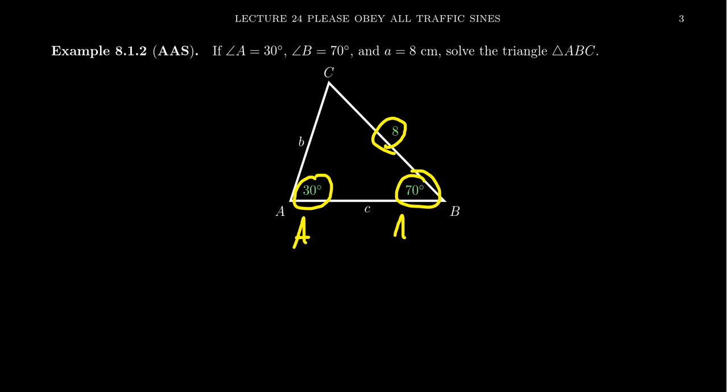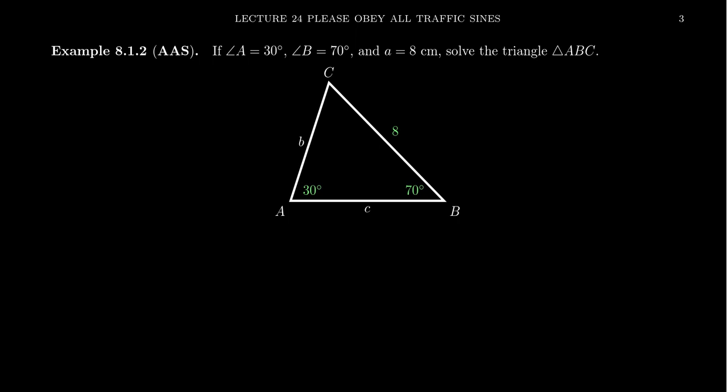And so for this example, suppose the angles we know are angle A is 30 degrees, angle B is 70 degrees, and then side length a is going to be 8 centimeters. So those are highlighted in our diagram in green. To solve this triangle, we need to find the side length c, the side length b, and the angle C right here. And so we're going to demonstrate how to do this.